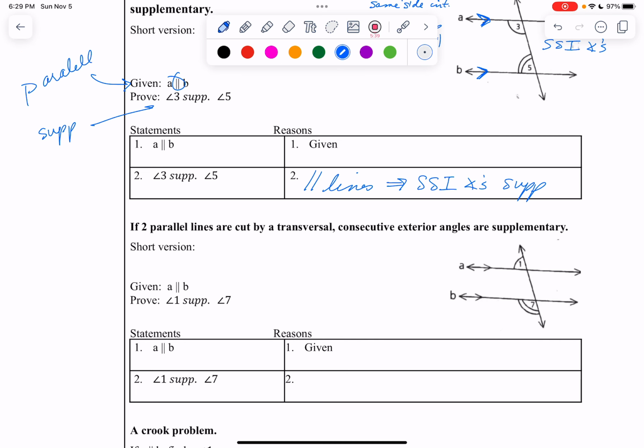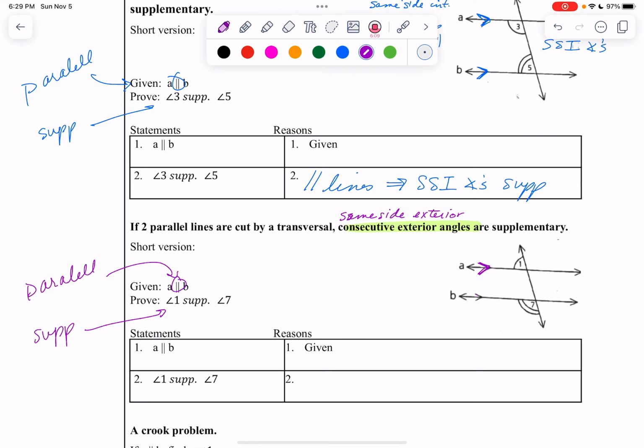Last one. At least last one of the theorems. So this time, consecutive exterior. So that's same side exterior. That's another thing that we've called it. And all the same stuff. Parallel lines, I'm trying to prove supplementary.